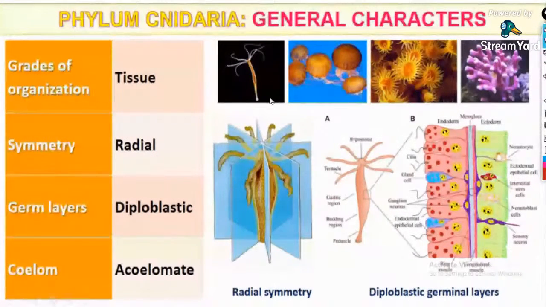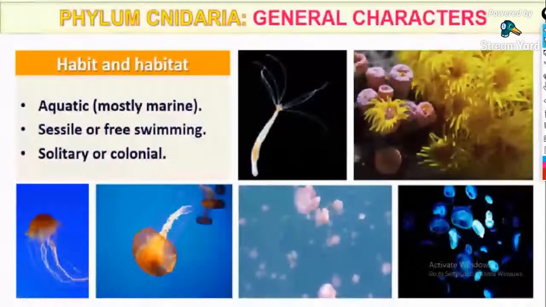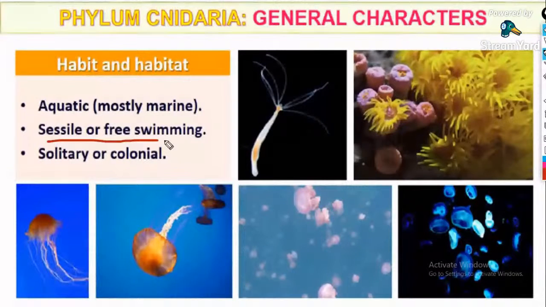Habit and habitat. They're aquatic, mostly marine, sessile or free swimming, solitary or colonial. Solitary means they can live alone, and colonial means they live in colonies. So some are solitary and some are colonial. They are known as cnidaria. Why are they known as cnidaria? Because they have a specialized structure called cnidoblast.